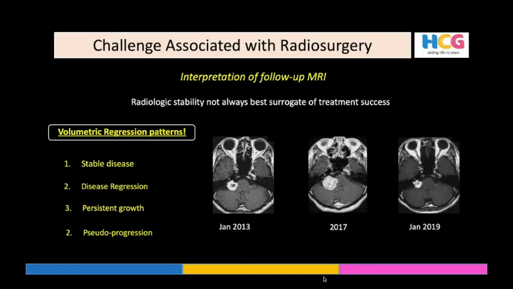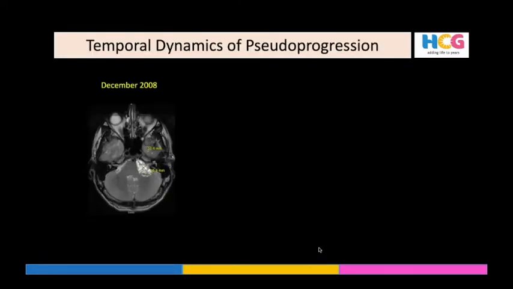This is a very important part in the interpretation of post-radiosurgery patients, because many a time we fall into the trap where we presume that the disease has actually progressed and the patient is rushed for some kind of salvage treatment. So what I'll be spending the next 5 minutes on is more on pseudo progression. Let me just fly you through a small example.